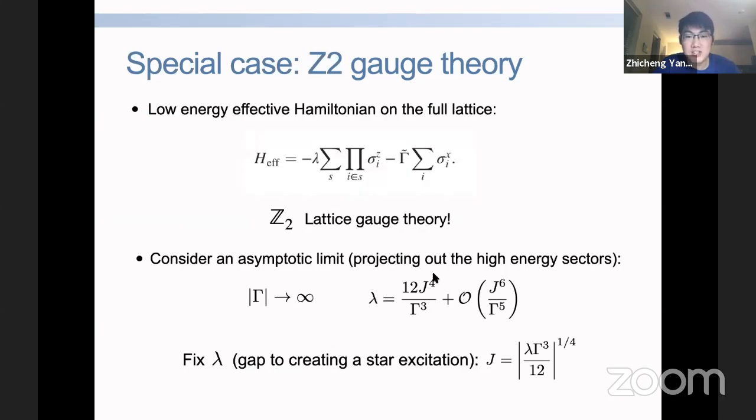But lambda you can express in terms of J over gamma. It takes this form. So basically, the asymptotic limit is I take gamma to infinity while keeping lambda of order 1, because I want this. This is the excitation, the energy cost of a star excitation within the Z2 gauge theory sector. I want to fix gamma to be of order 1, meaning that effectively I have to take J to go as gamma to the power of 3/4. So basically, in this limit, we have an exact Z2 gauge theory in the familiar form of this Hamiltonian.